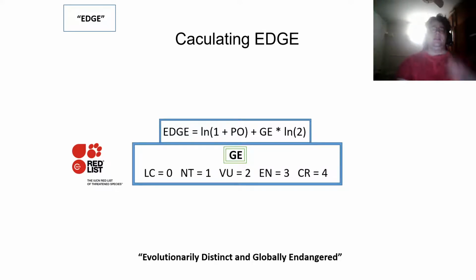So it gets the natural logarithm of 1 plus the value of phylogenetic originality, or evolutionary distinctiveness, plus the global endangerment, which you can see the numbers here. For example, least concern is equal to 0, near threatened equal to 1, and critically endangered equal to 4, and multiply it by the natural logarithm of 2.